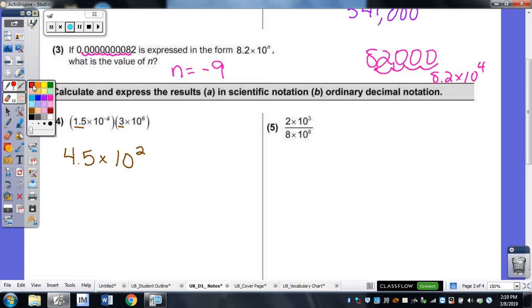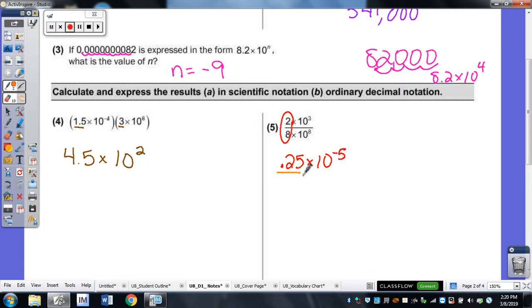I multiplied them. What? No. Number 5. Let's divide. 2 divided by 8 is going to give us a decimal. Nope. 0.25. Now, again, dividing. So what do we do with those exponents? Subtract. So what's 3 minus 8? Negative 5. Now, we have to check.